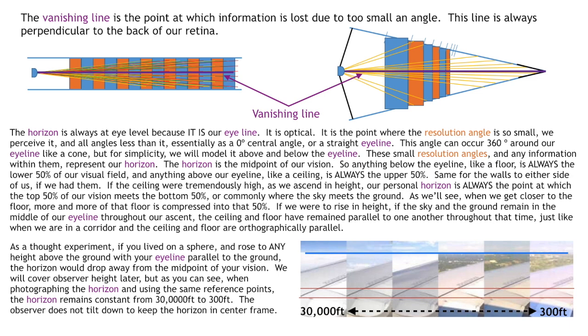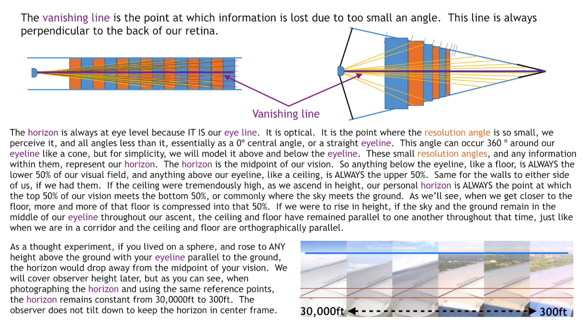So the vanishing line, again, is the point at which information is lost due to too small an angle, and this line is always perpendicular to the back of our retina, and this is important. The horizon is always at eye level because it is our eye line. It is optical. It is the point where the resolution angle is so small we perceive it and all angles less than it essentially as a 0-degree central angle or a straight eye line.